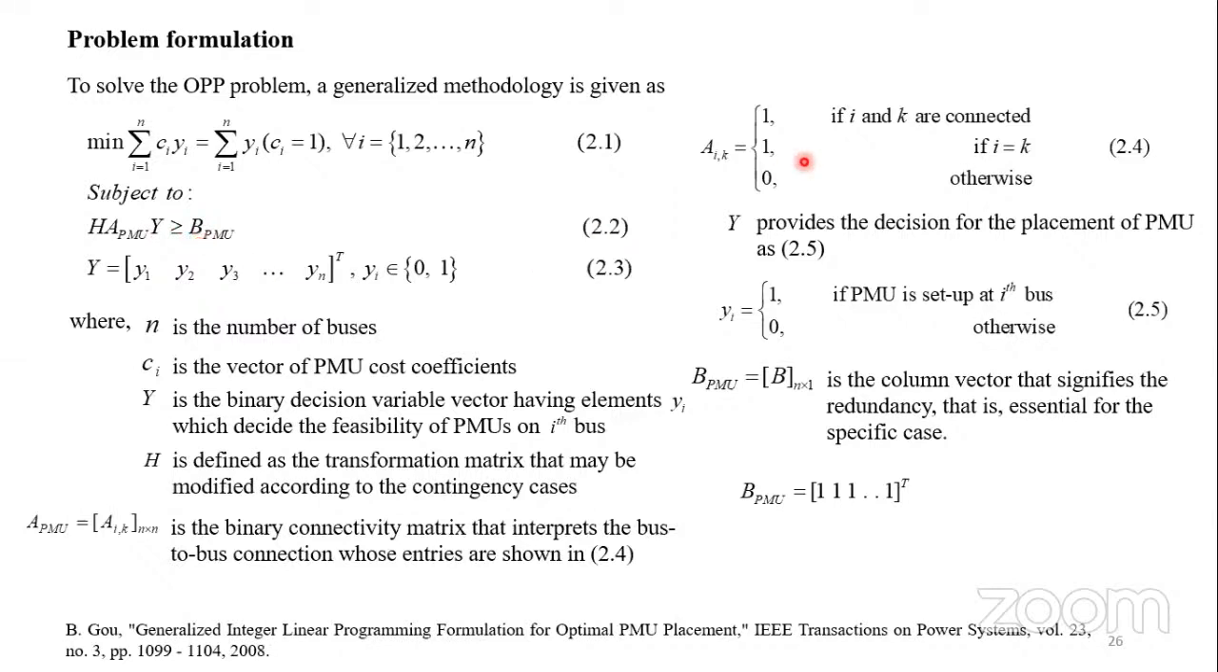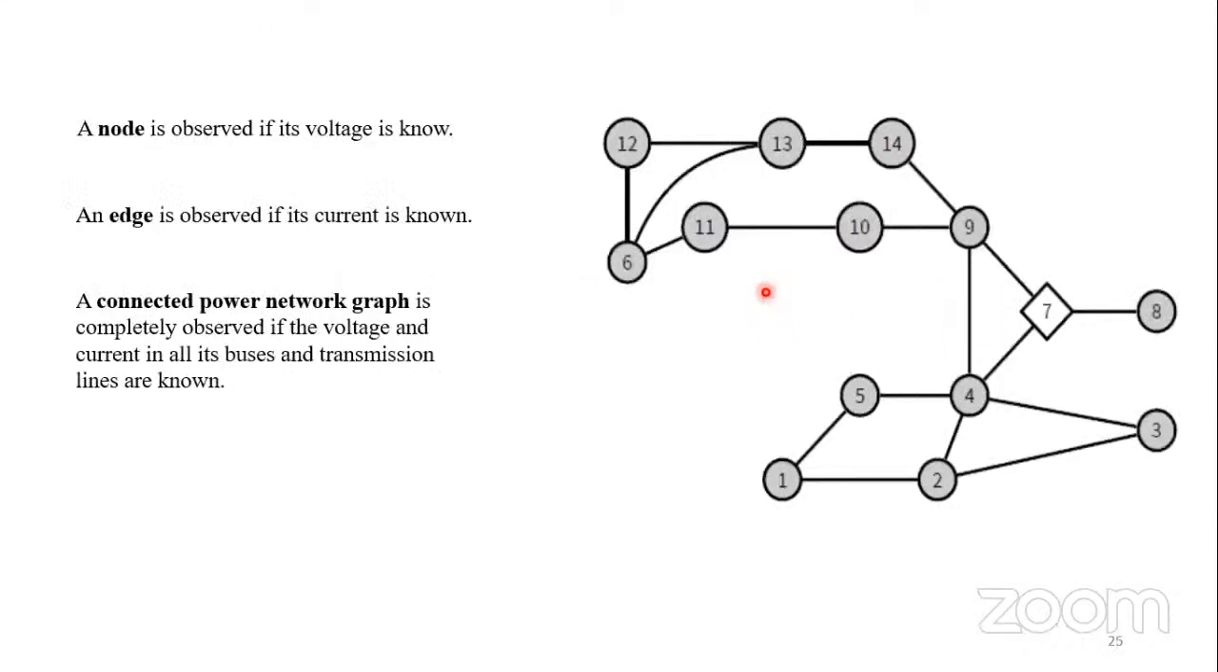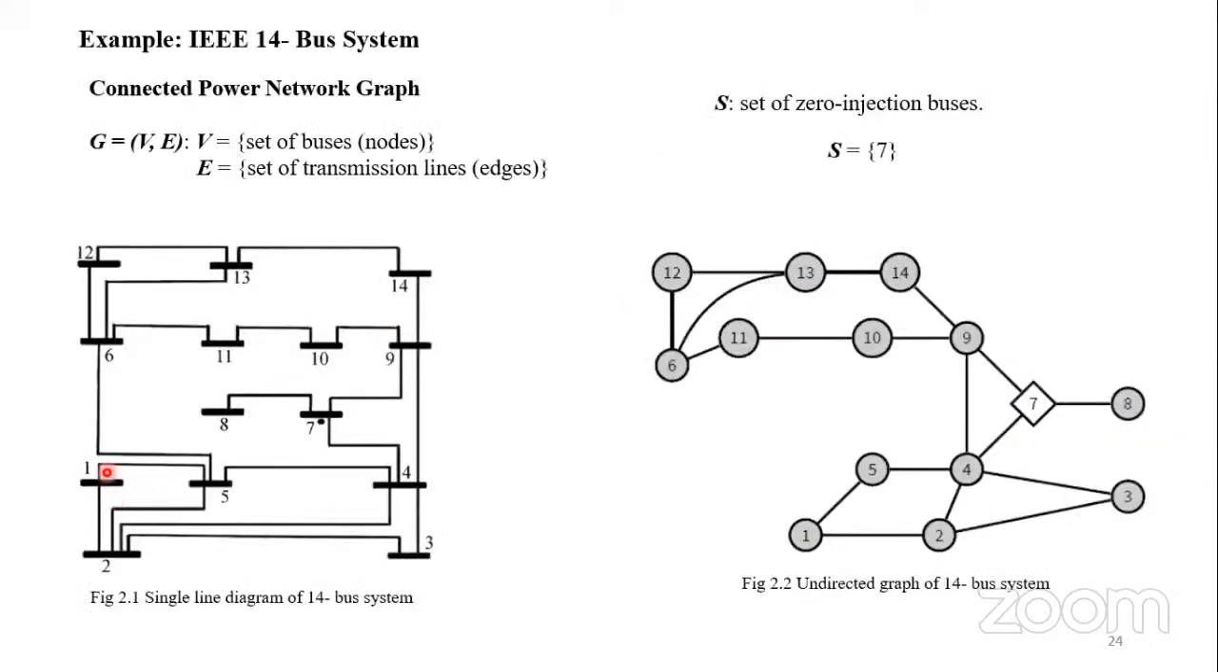In this way, suppose if i and k are connected, we take it as 1, and if i equals k, we take it as 1, and otherwise it is 0. Similarly, 1 means a PMU is placed, and 0 means a PMU is not placed. I just want to show you from this graph how this works. If we consider bus number 1, how can we form the binary connectivity matrix? The binary connectivity matrix is the bus to bus connection. You can also say vertex to vertex, or node to node connection.